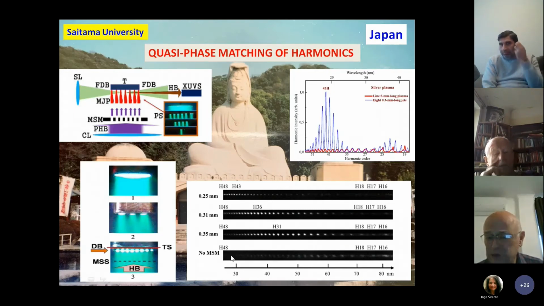Just to show how it looks: this is a very slim spectrum of harmonics from the extended plasma, but once we put the multi-slit mask, we see this spectrum, and this spectrum.